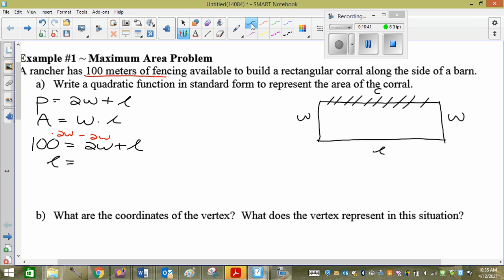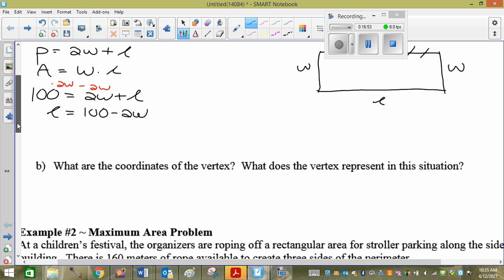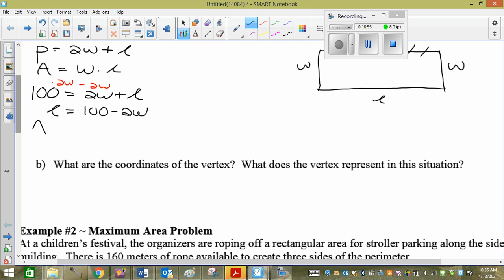So we have this equation. Now we've subtracted, so it's going to be 100 minus 2W. Okay, so now we have a length here. But remember, we want the equation in terms of the area. So at this point, we're going to substitute this length value in for the length up in the area formula. So it's going to be W times 100 minus 2W.